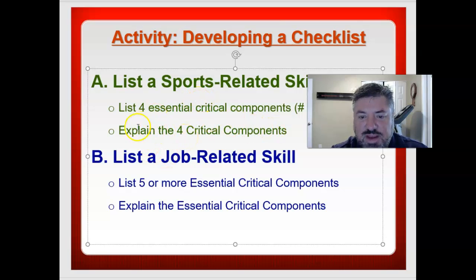The preparatory phase, explain what that looks like. You might have several bullet points under each of these numbers. So hopefully that makes sense. So make sure you're doing that on paper right now. List your sports-related skill, list the 4 essential critical components, and then under each one of those, 1 through 4, put some bullet points to explain what that critical component looks like. This would be a good place to pause this video and do A.